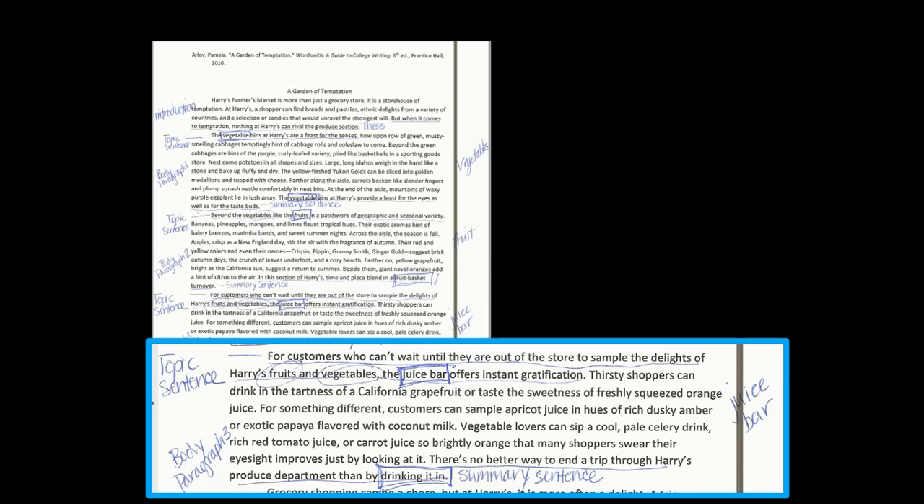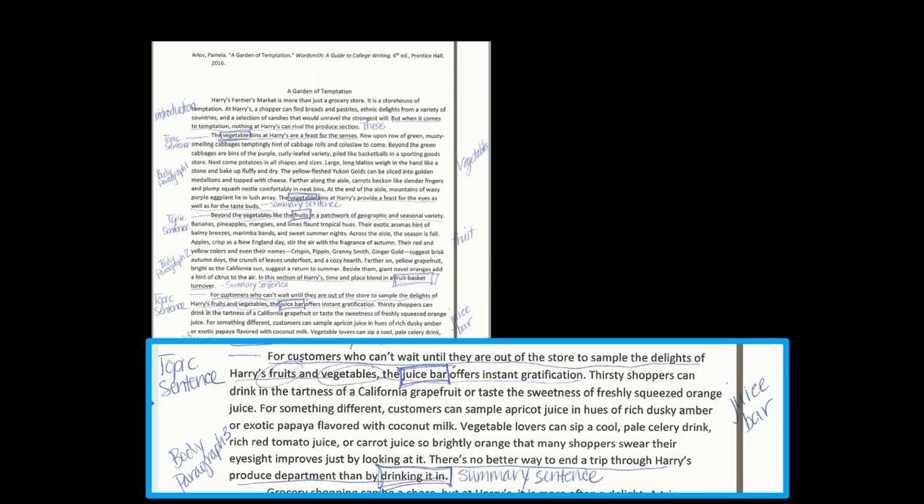the exact keywords. So our summary sentence is, there's no better way to end a trip through Harry's produce department than by drinking it in. The keyword is juice bar, but it's hinted at with the words drinking it in because you drink juice. So that works really nicely. It's hitting that, tell us what you're going to say, remind us of what you said, without feeling repetitive. So that's a great paragraph to think about when you're thinking about your own topic and summary sentences.